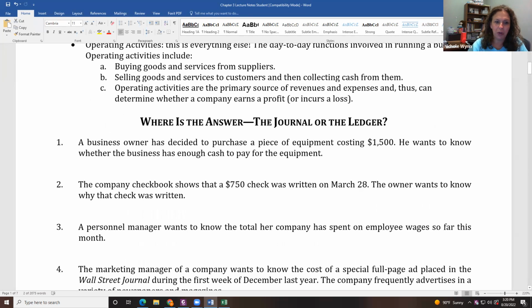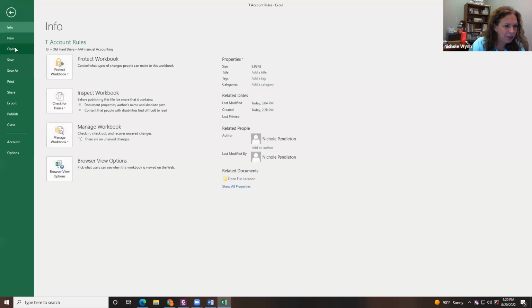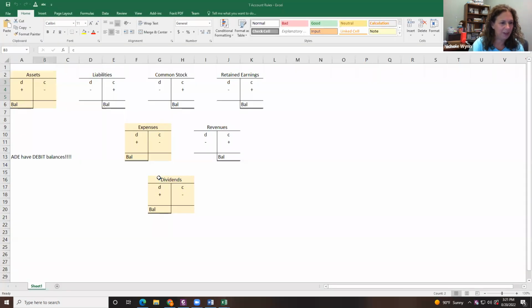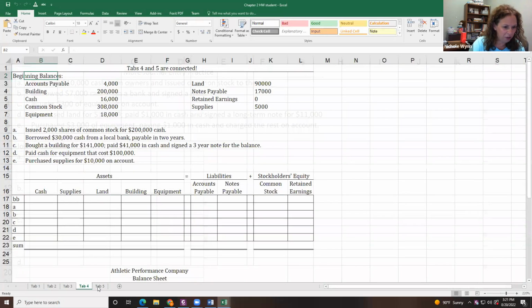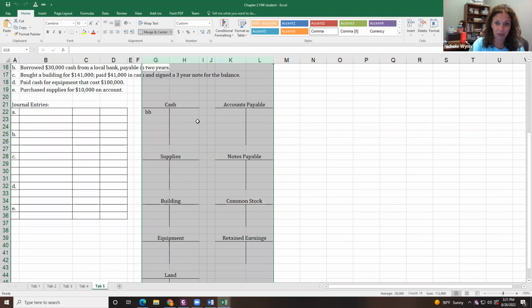Just a review, I want you to think about the journal and the ledger. The journal is where we do journal entries. Let me pull up your chapter 2 homework for just a second. The journal is this, where we debit, indent, credit. And the T accounts are the ledger, and that's where we see balances in accounts.